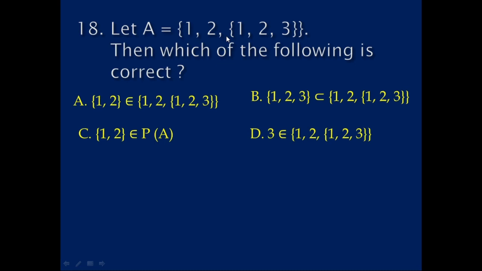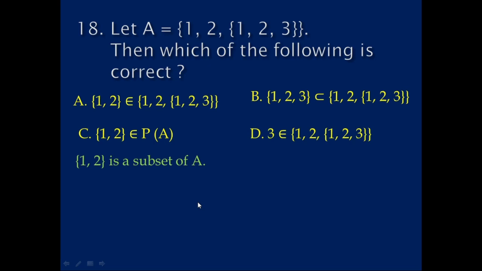It is a subset of A. Therefore, the first one is not correct. And option B. Here it is given that the set {1, 2, 3} is a subset of set A. But here you know that the set {1, 2, 3} is an element of the set A. It is not a subset. It is an element of the set A. Therefore, the second option B is not true.